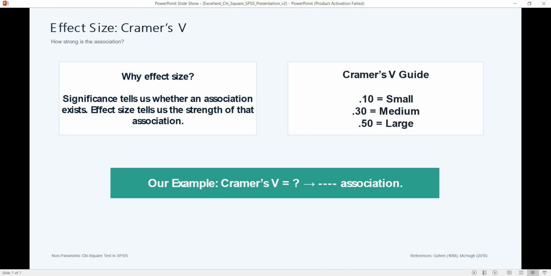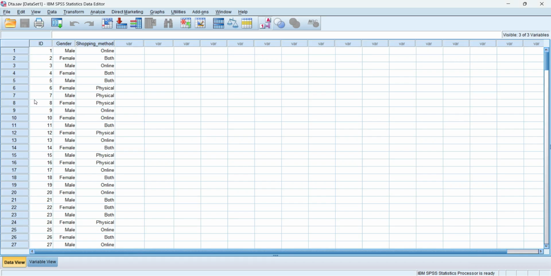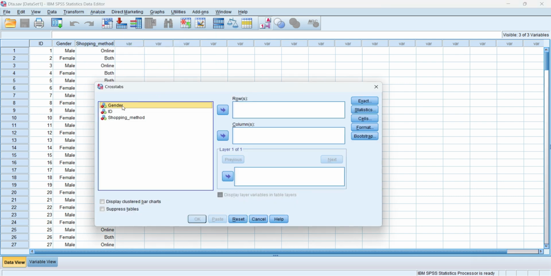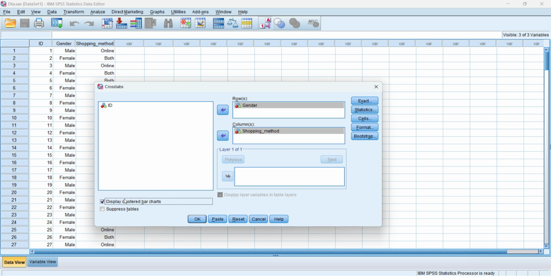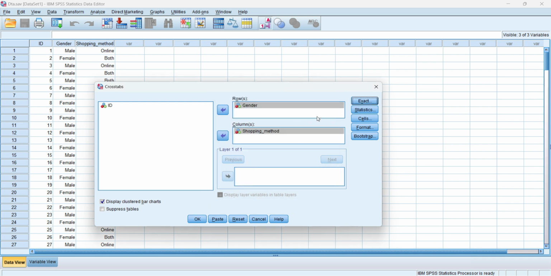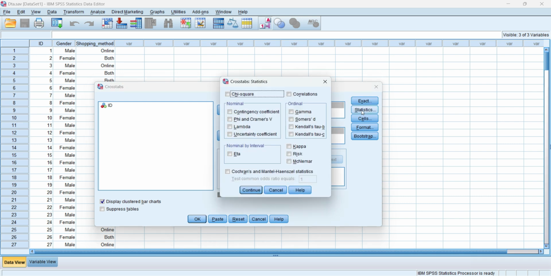Now we perform the analysis in SPSS. We go to Data View, click on Analyze, then Descriptive Statistics, and then Crosstabs. We put the independent variable, gender, a categorical variable, in rows, and the dependent variable in columns. We need to display clustered bar charts. We keep Exact as it is, and then we click on Statistics.